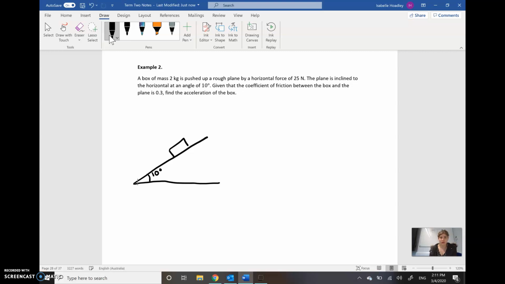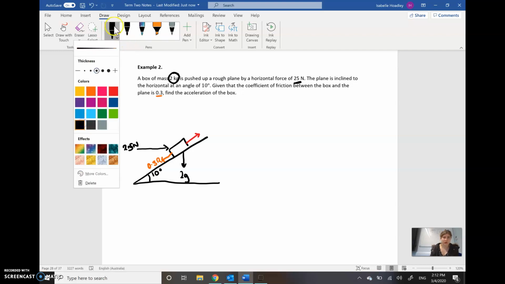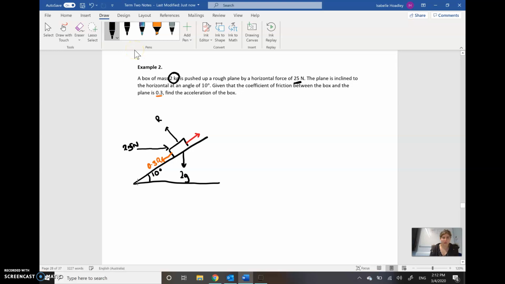and the box weighs 2 kilos, so we've got a 2g force going down. The horizontal force of 25 newtons is applied horizontally to the box, in that direction. That's going to push the box up the hill, which means we're going to have friction working opposite to that because it's a rough plane. So friction acts down the hill, and the coefficient of friction is 0.3. And the last thing I need to put in is R, the resultant normal force acting perpendicularly to the plane. Okay, so there's our scenario.